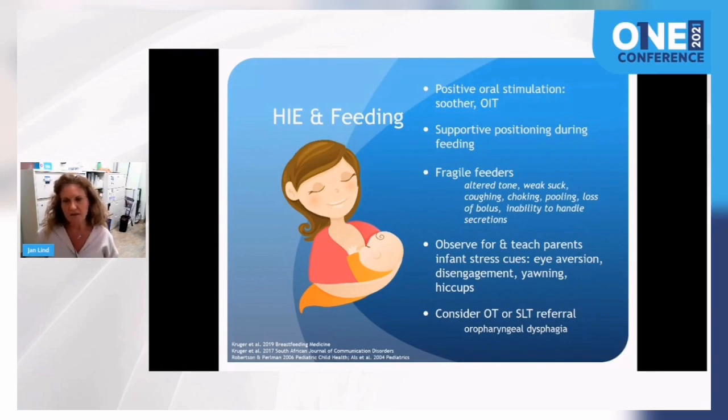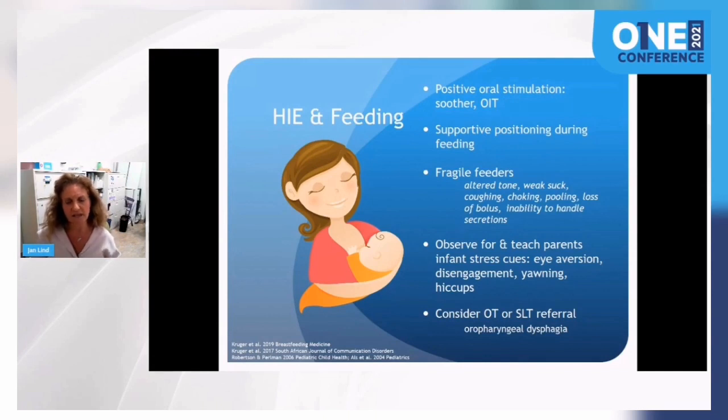Just like a preemie, babies with HIE can also be fragile feeders due to altered tone and a weak suck. They can have difficulties with coughing, choking, pooling, loss of bolus, and an inability to handle secretions. So we need to teach parents infant cues such as eye aversion, disengagement, yawning, and hiccuping when they're distressed.